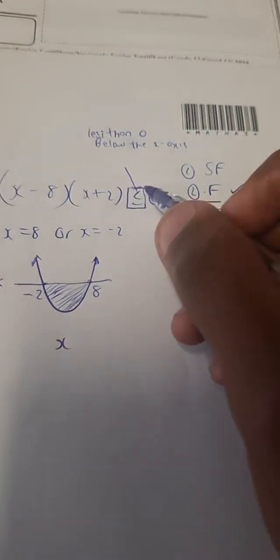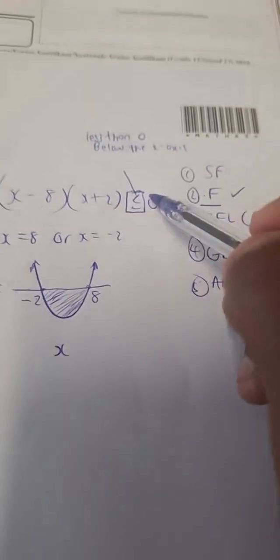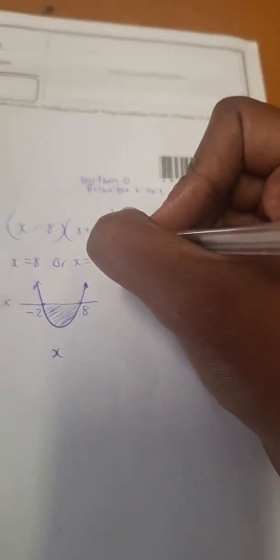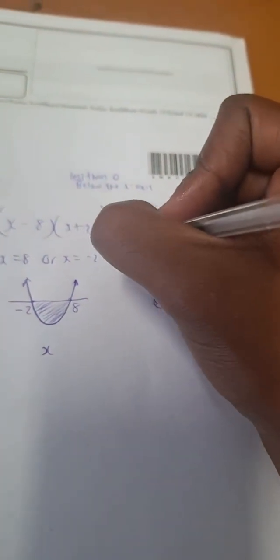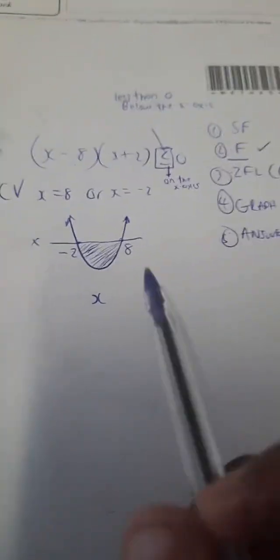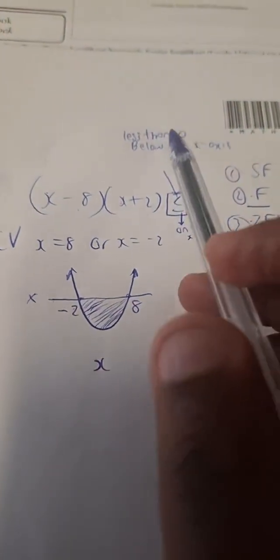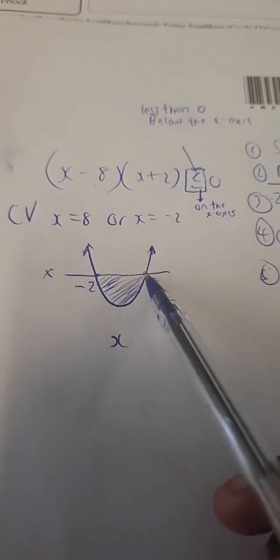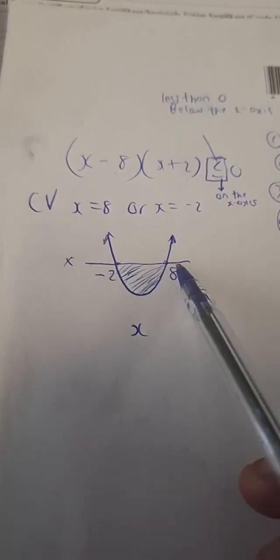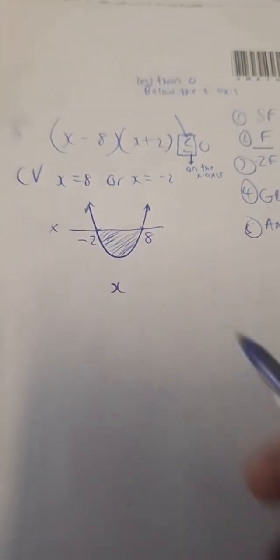So you can write your answer in one of two ways. Less than 0 means below the x-axis. Equal to 0 means on the x-axis. So we want the interval that shows us the function being below the x-axis and on the x-axis. It's on the x-axis at negative 2 and 8, and it's below the x-axis between negative 2 and 8.